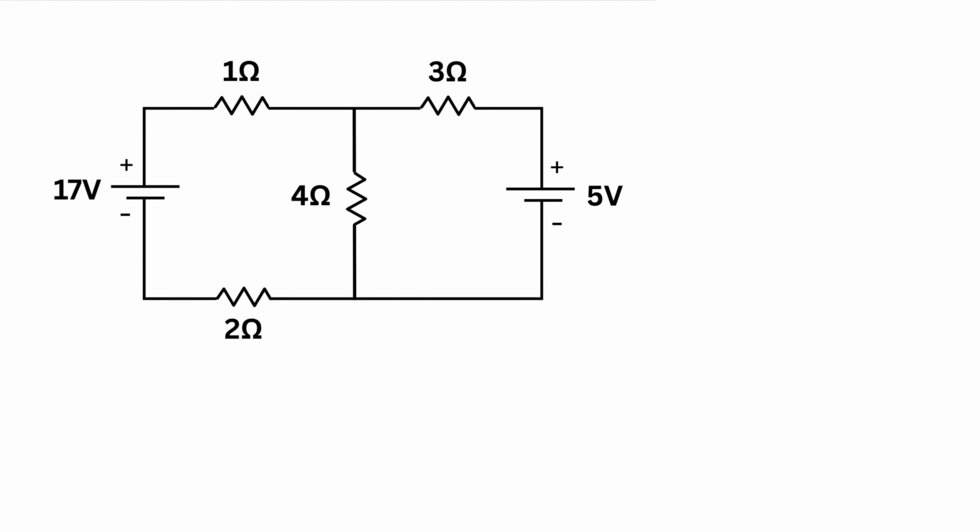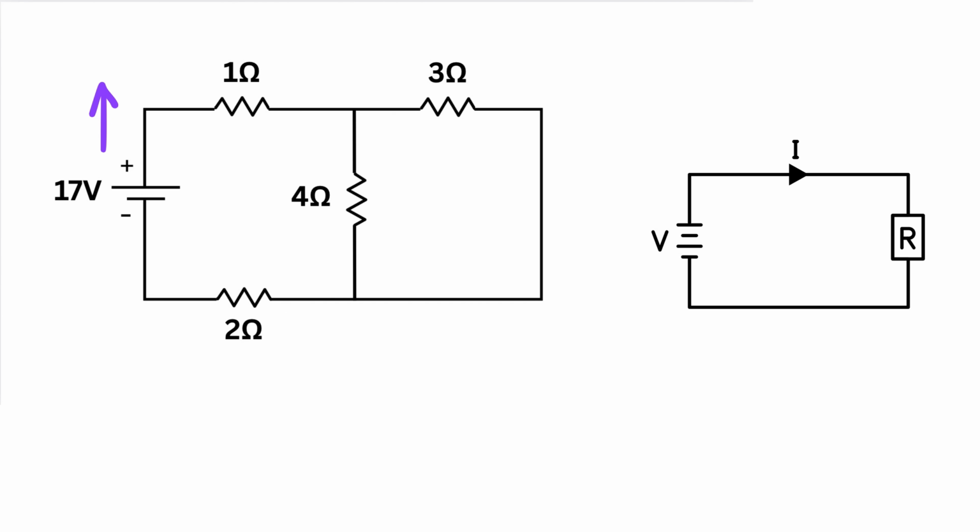Okay, now in order to solve this question, in step 1, we will consider the contribution from this 17 volts battery. This means that for the time being, we will short-circuit this 5 volts battery like this. Now we first have to find the total current flowing through this 17 volts battery.